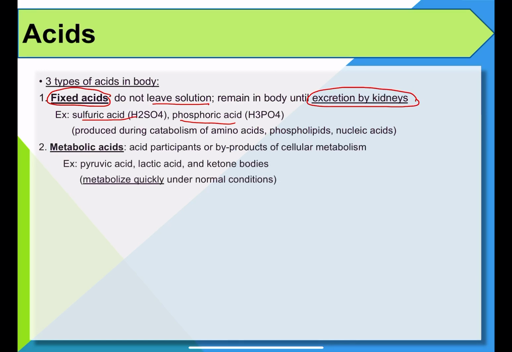The second type of acid is called metabolic acid. This type of acid, however, we did talk about immensely in the metabolism chapter. These are acid products or byproducts of your cellular metabolism. That's why it's called metabolic acid, because it has to do with your metabolism. So for example, pyruvic acid, that's formed from glycolysis. That's a type of acid. Lactic acid, that's formed due to fermentation. If your body doesn't have enough oxygen and you undergo anaerobic respiration, lactic acid is formed.